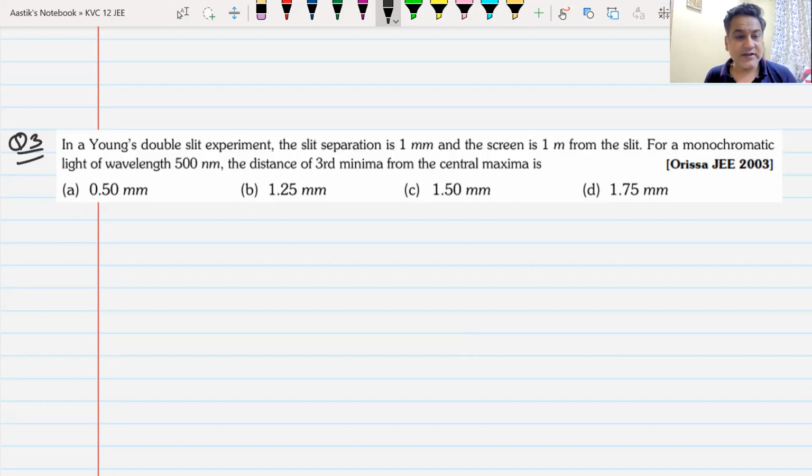In a Young's double slit experiment, the slit separation is 1 mm, small d. Screen is 1 meter. You can see 1 mm is very small, 1 meter is very big. For a monochromatic light of wavelength 500 nanometers, find the distance of the third minima from the central maxima. Remember, here they are not asking the path difference. Here they are asking the distance of the minima. That is the difference between the previous question and this one.